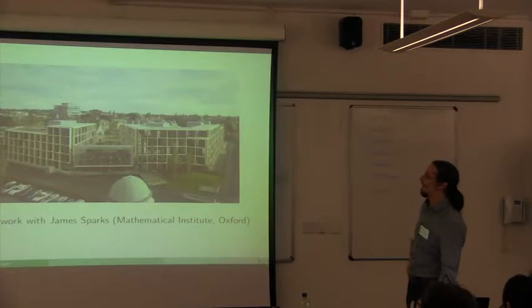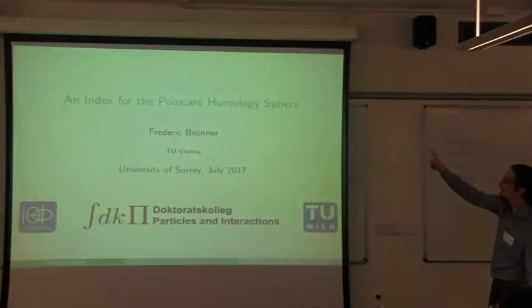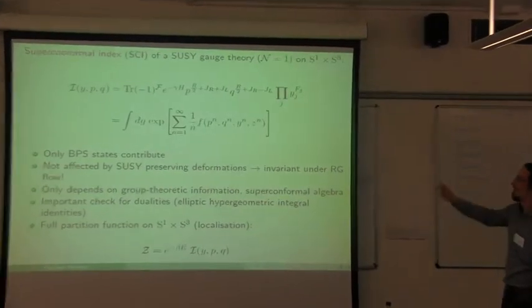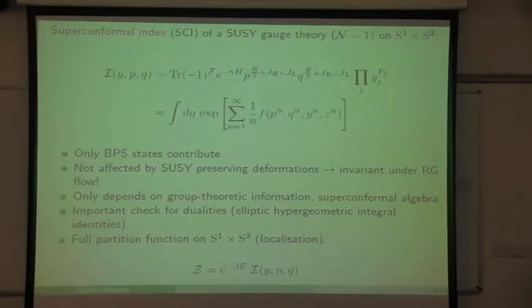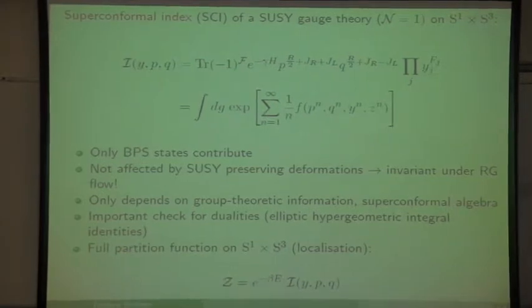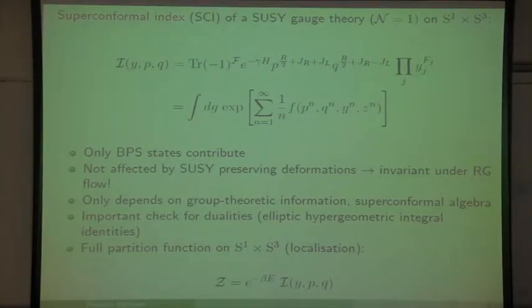Okay, so I will tell you about what kind of index I'm talking about, what a Poincare homology sphere is, and what the purpose of all this is. Luckily Nick Dorey has done a lot of groundwork in explaining the basics of what I'm doing. I want to count BPS states with the so-called superconformal index, which is commonly formulated on S1 cross S3. So we're talking about supersymmetric gauge theories on S1 cross S3.